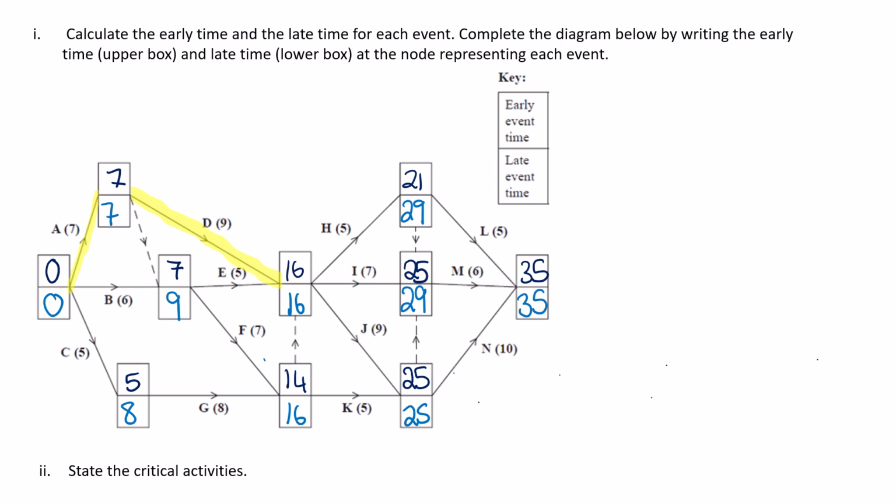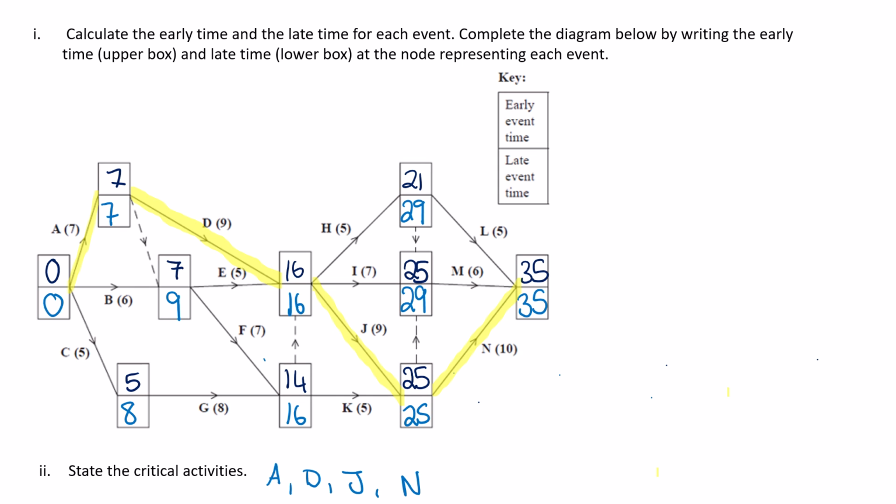I is definitely not critical. J could be critical. So starts at 16, goes on for 9, brings us to 25. Yeah. And then N is critical. There's no other critical activity. So that's our critical path. The activities are A, D, J, and N.